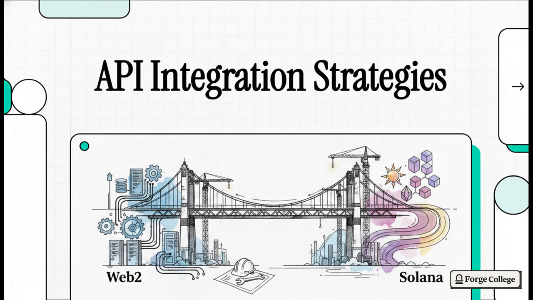So in our last lesson, we navigated the theoretical royalty rules of EIP 2981. While today, we are putting down the theory books and strapping on our engineering hard hats. We're going to look at the actual physical API infrastructure you need to successfully connect Web2 and Solana. We are talking about the foundations of API integration strategies.